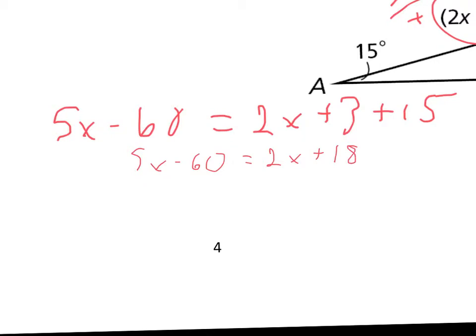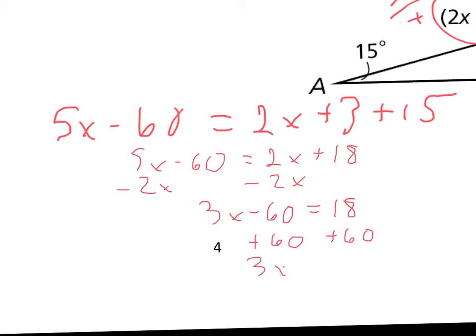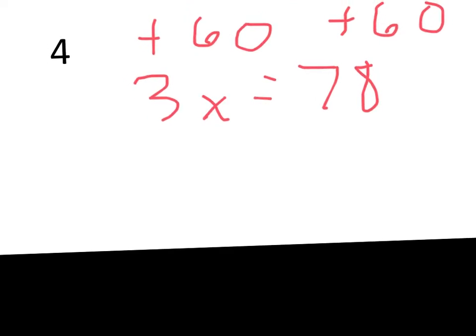And then we have a variables-on-both-sides equation. So let's go ahead and get the variables on the same side. Subtract 2x on both sides, and that would give you 3x minus 60 equals 18. Now we're down to a two-step equation. So you undo subtraction with addition and get that 3x is equal to 78. Finally, we can solve this out. We divide each side by 3 and get that x is equal to 26.